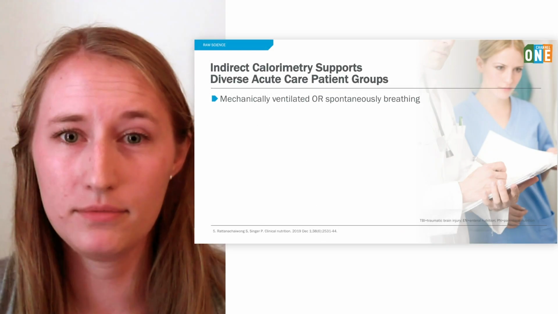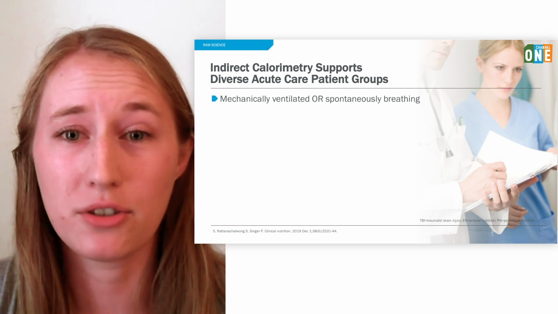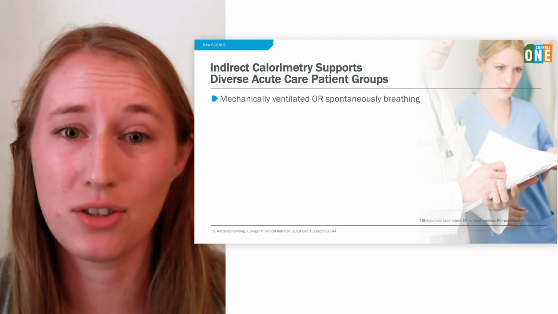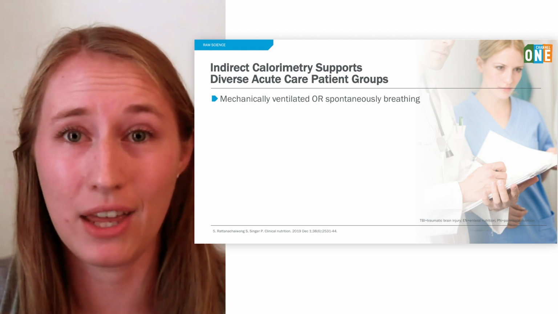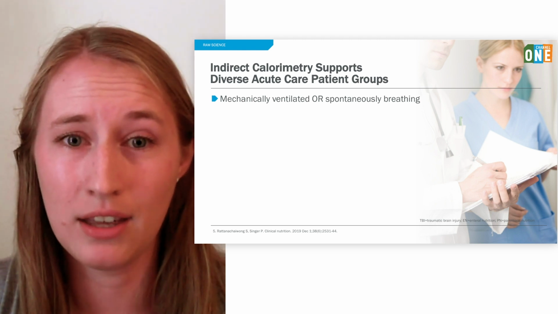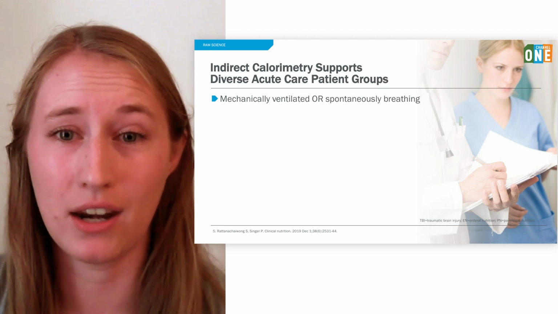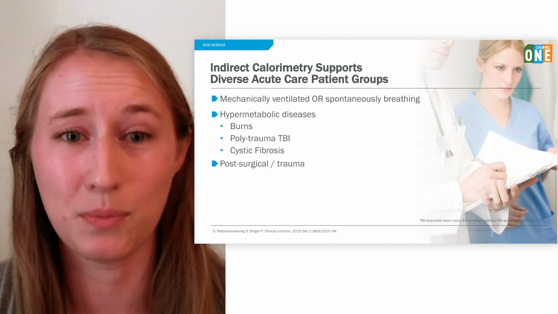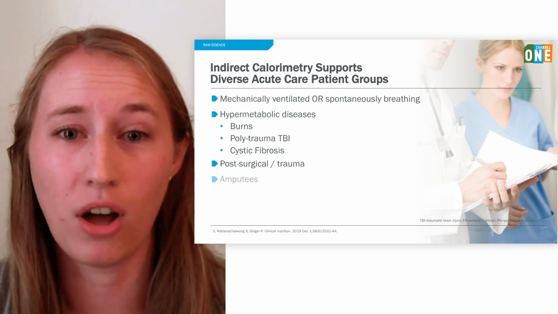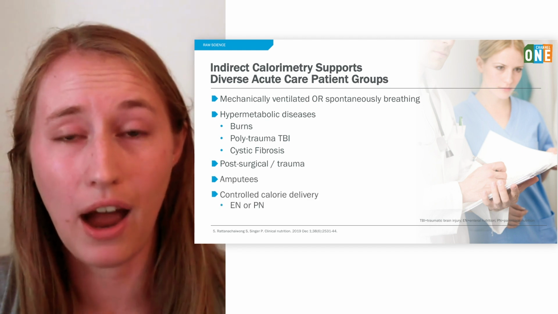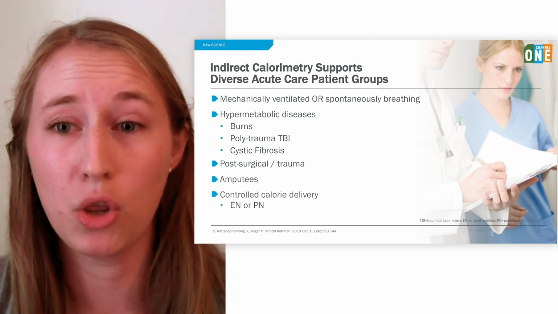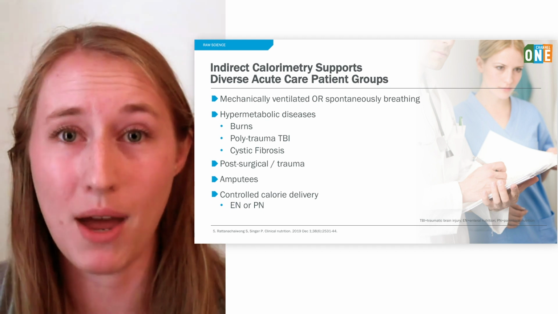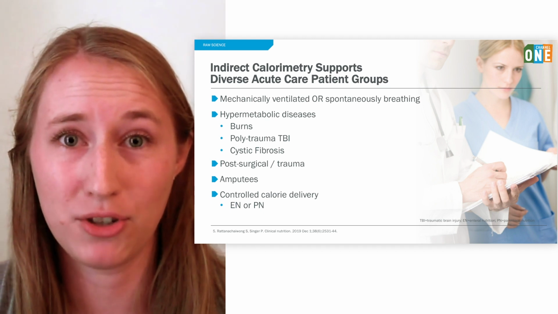expenditure. Now, indirect calorimetry also supports diverse acute care patient groups. It can support those who are mechanically ventilated or spontaneously breathing, and it can be helpful to better understand the needs of those with a hypermetabolic disease state or chronic disease process, those who have lost limbs, and patients who rely on controlled calorie delivery through enteral or parenteral nutrition can also really benefit from measured resting energy expenditure.